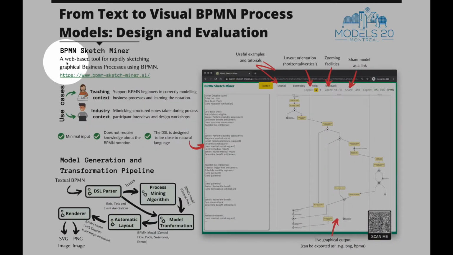Basically, this work is related to our BPMN Sketch Miner, which is a web-based modeling tool for rapidly sketching BPMN models from text. The tool has been designed mainly for two use contexts: for apprentices who need support for correctly modeling their processes using the accurate notation, and BPMN experts who need to rapidly sketch their models from textual notes taken during process participant interviews, for example, or design workshops.